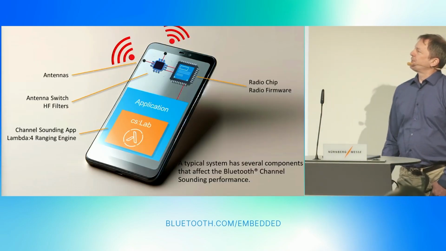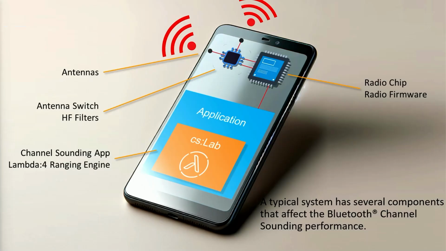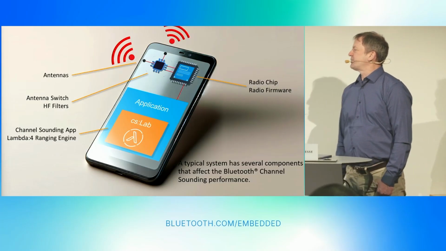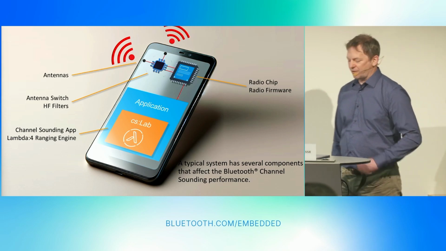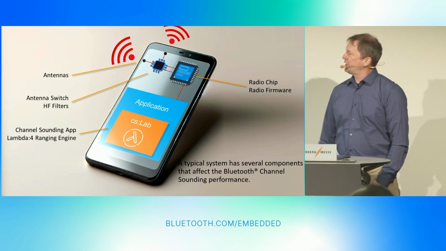If you see the device itself, like a phone here, you have the radio, you have some antenna, and between the antenna and the radio, for example, filters. You have antenna switches if you use multiple antennas, like Charlie said. And in software you have the radio firmware, but also the channel sounding configuration itself, then the algorithm, and then the application. These are several components which affect the channel sounding performance, and we will have a look into the challenges.